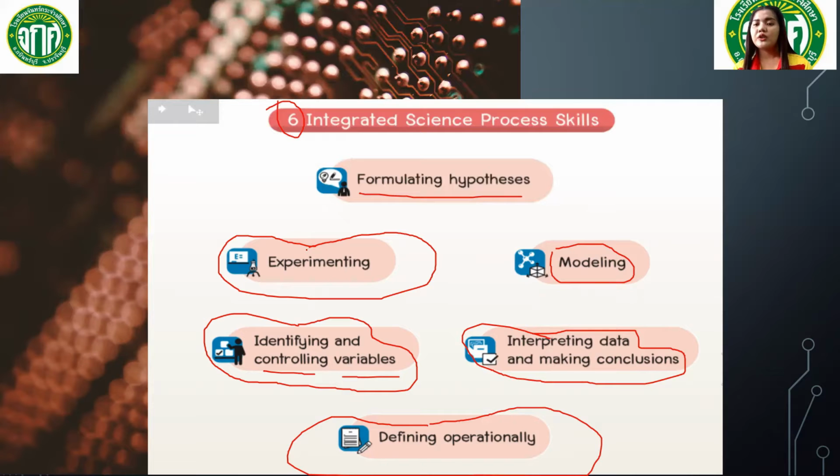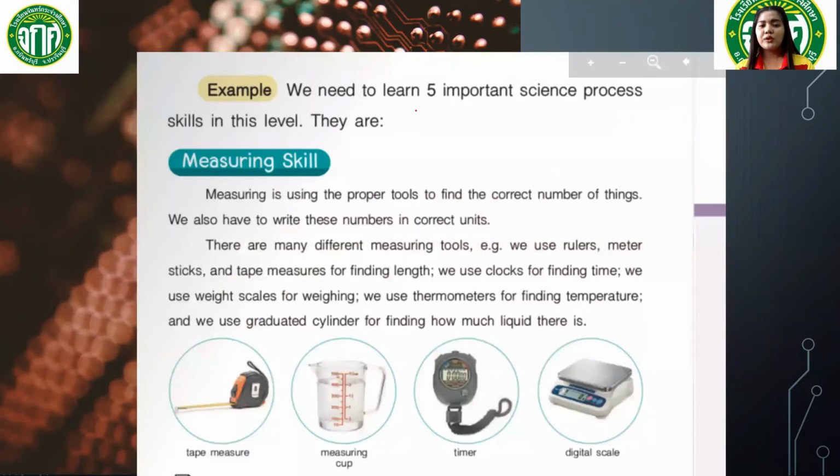So let's further look into it. What are these science process skills? Let us see the definition and its example. We need to learn 5 important science process skills in this level. The first one is measuring skill. So what is measuring skill? Measuring is using the proper tools to find the correct number of things. We also have to write these numbers in correct units.